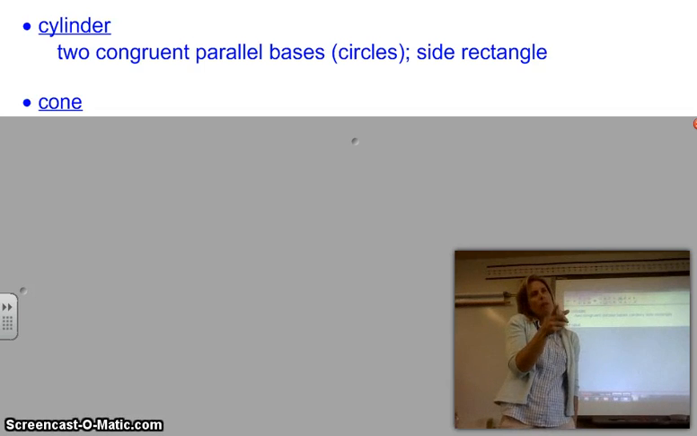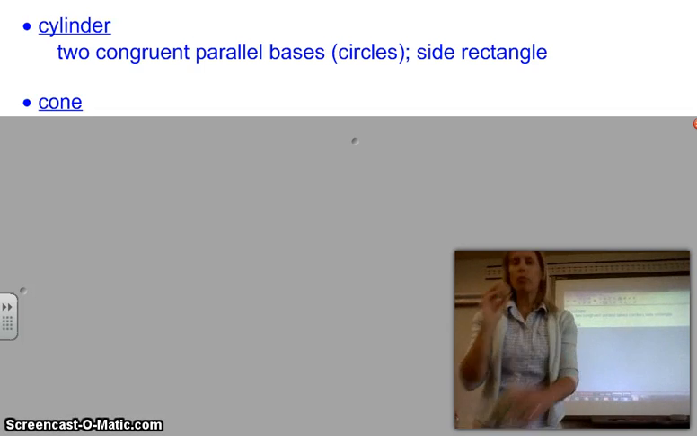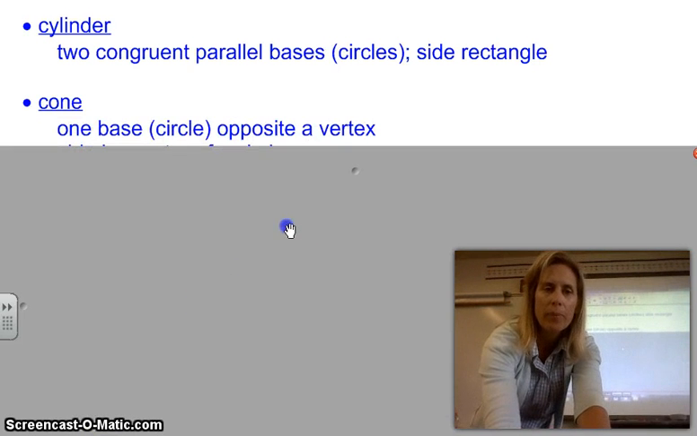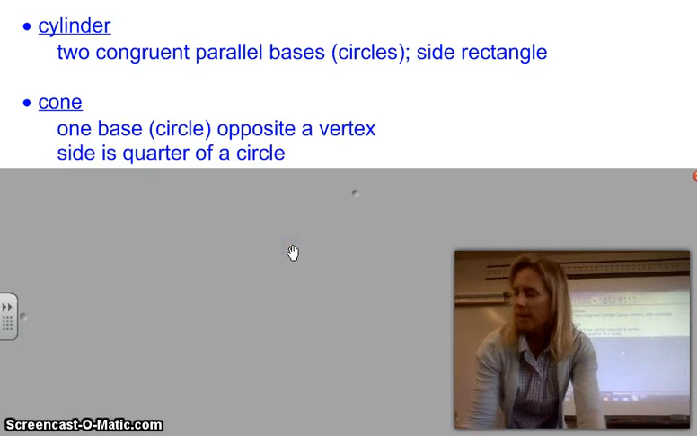Can you give me the formula for the area of a circle? A equals pi r squared. It always is pi r squared. Okay? So that's always what we're going to use when we're talking surface area and even volume. So cones have one base and a vertex opposite that base.